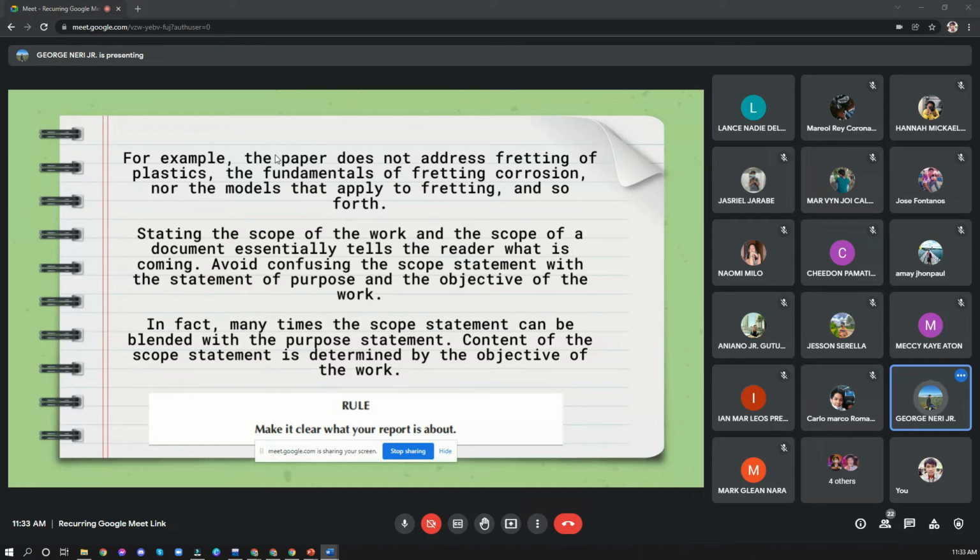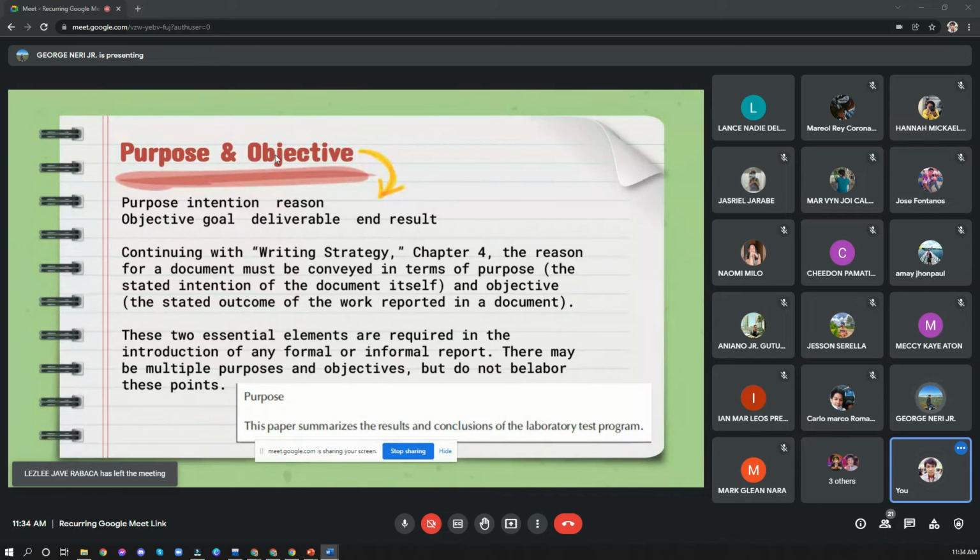Avoid confusing the scope statement with the statement of purpose and the objective of the work. In fact, many times the scope statement can be blended with the purpose statement. The content of the scope statement is determined by the objective of the work. So the rule: make it clear what your report is about. So, purpose and objective. Purpose: intention, reason.